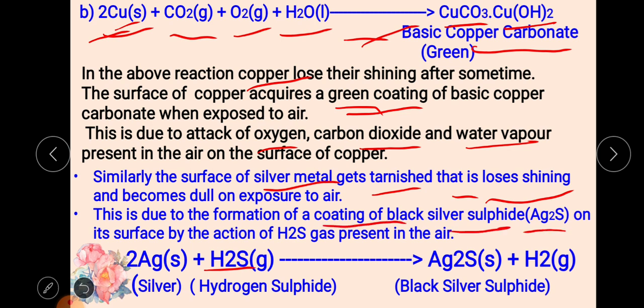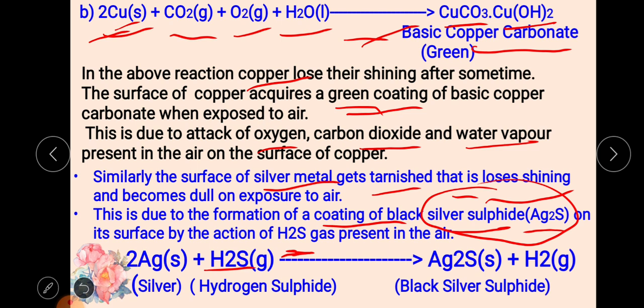Silver sulfide, why? Because silver attacks sulfur, and the hydrogen is lost. This silver sulfide is black in color, Ag2S. That's why silver changes to black color. So by the action of H2S gas, hydrogen sulfide gas present in the air, or even present in our body also.